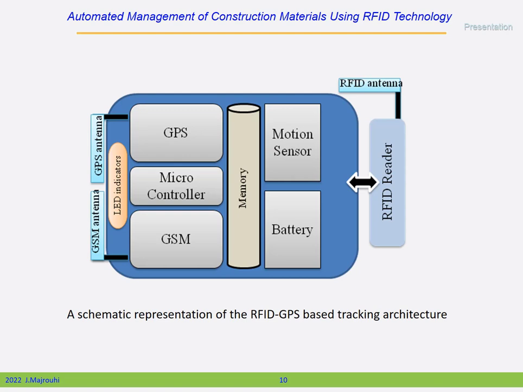In the picture, a schematic RFID GPS-based tracking architecture is represented. The system is equipped with a GPS and a GSM sensor that are both connected to separate antennas. The system has a microcontroller and a motion sensor, and also is able to store data through a memory. A battery provides required energy and the whole system could connect and transfer information to an RFID reader.